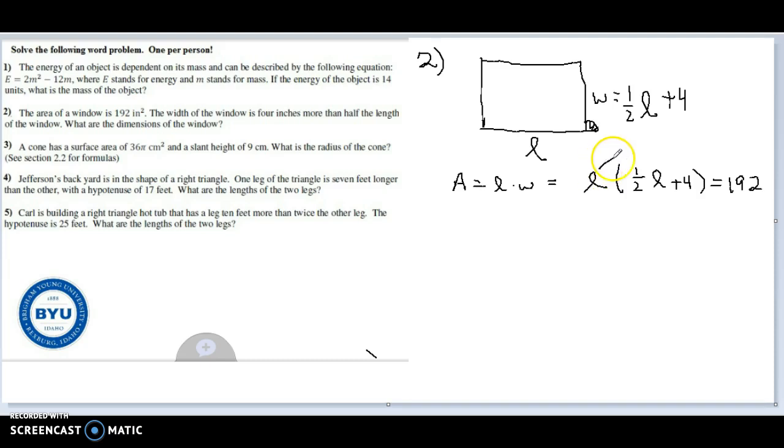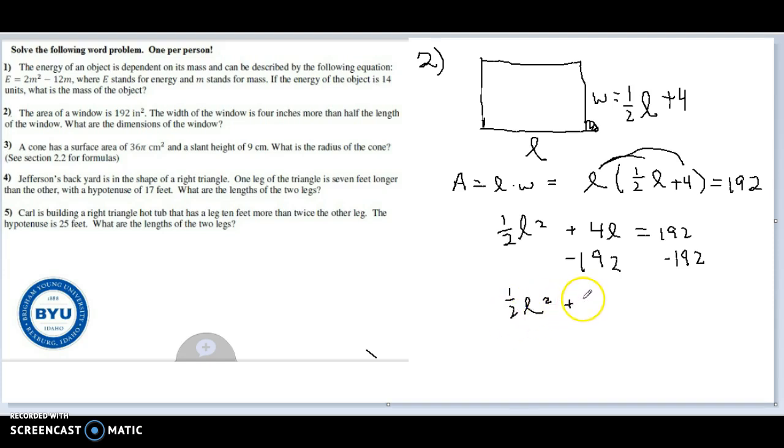Let's go ahead and start by using the distributive property. That gives us L times 1/2 L is 1/2 L squared. And then L times 4 is 4L, and that's equal to 192. And let's subtract 192 from each side of this equation. So now we have 1/2 L squared plus 4L minus 192 equals 0.